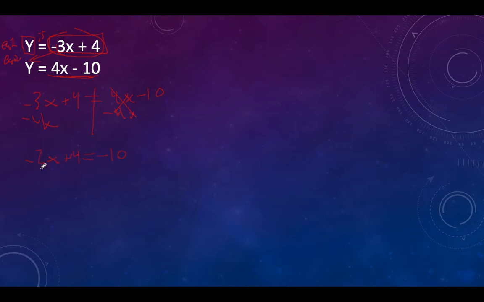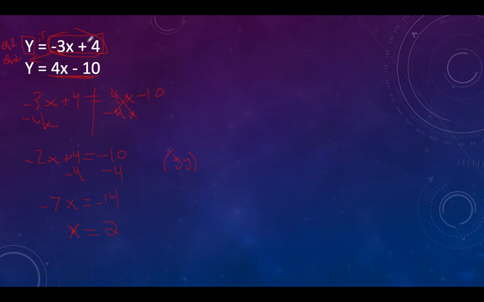Well, let's get this term by itself, so we've got to subtract 4 over. Negative 7x equals negative 14. Divide by negative 7, x equals positive 2. So again, your answer is an ordered pair, x comma y. You know one of them, you need to find the other one now.